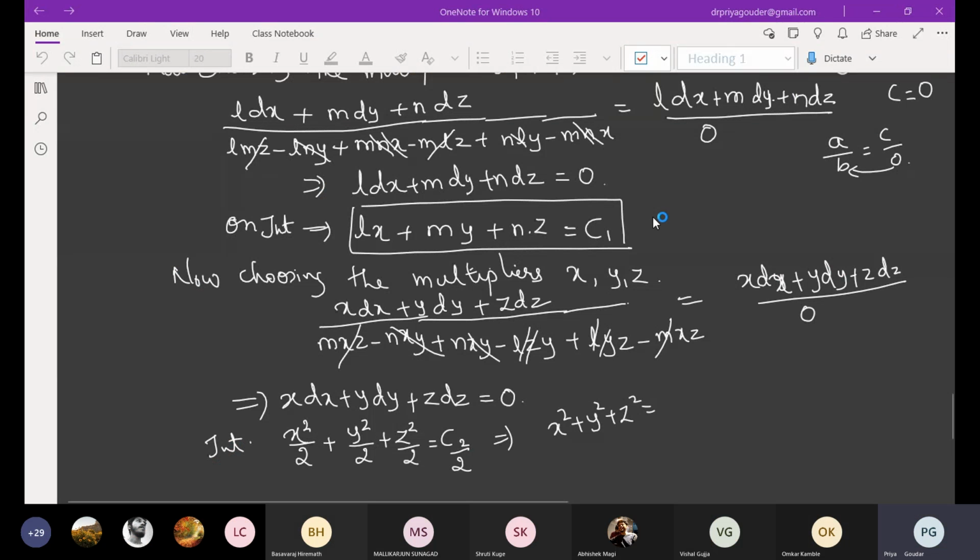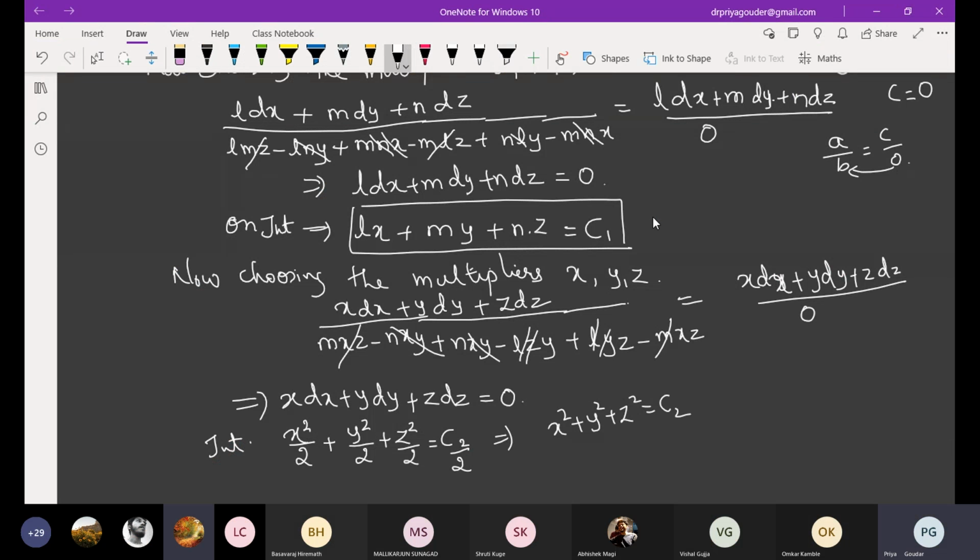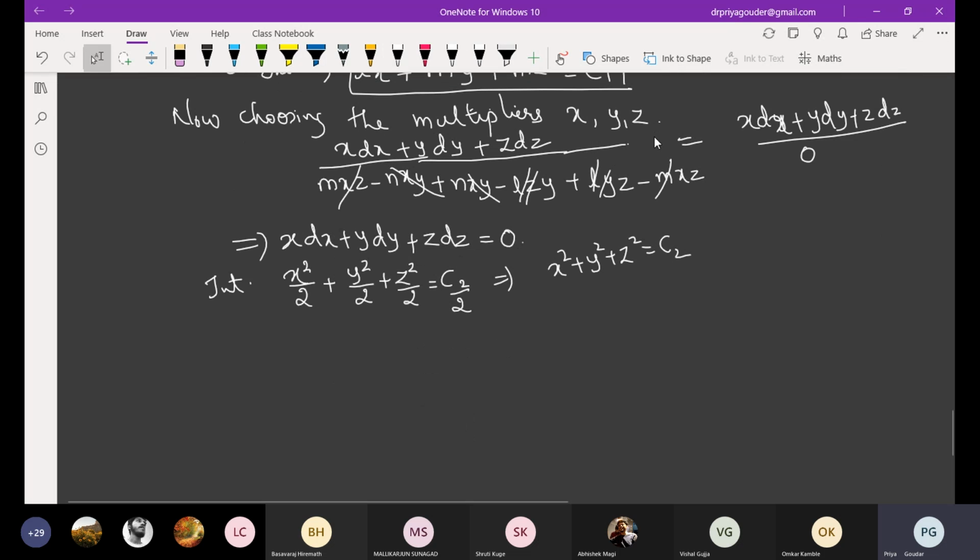I hope you can see the screen. Yes. Write the general solution. Phi of Lx plus My plus Nz, comma x square plus y square plus z square, equal to 0. This is the general solution. Done.